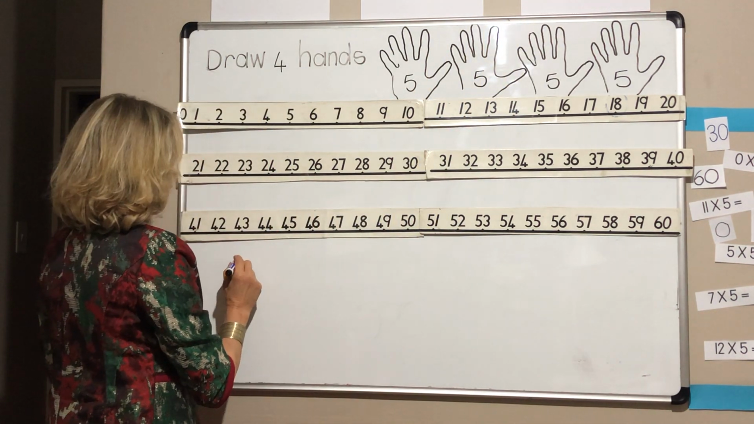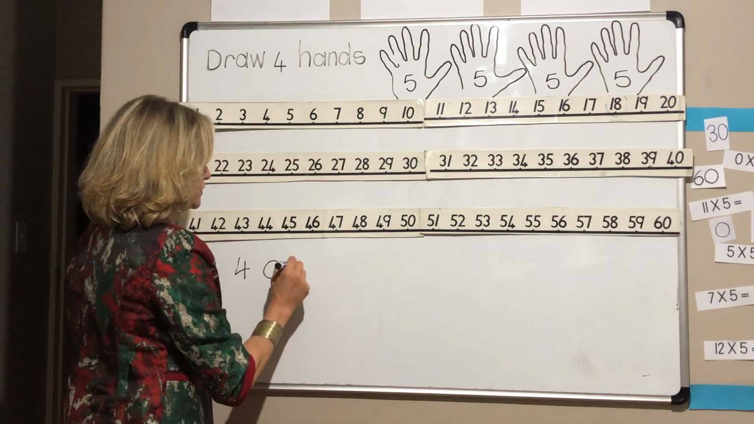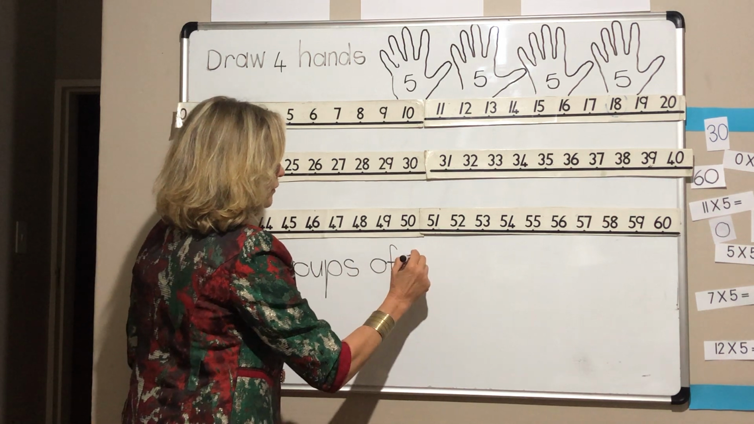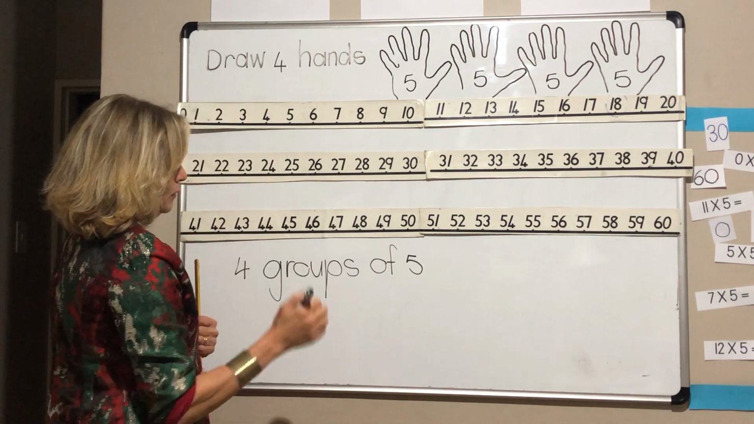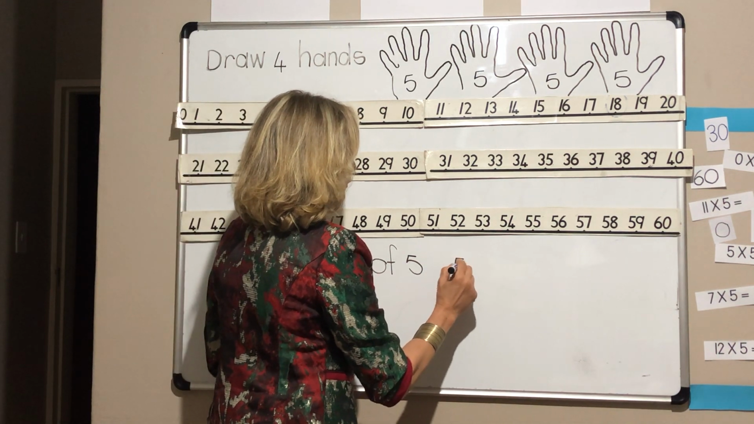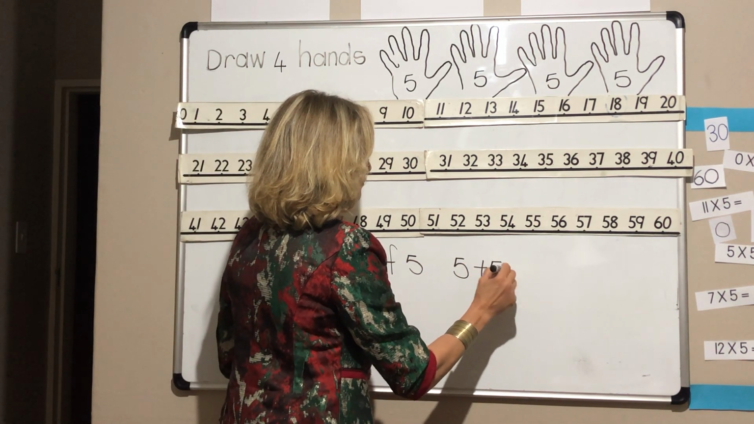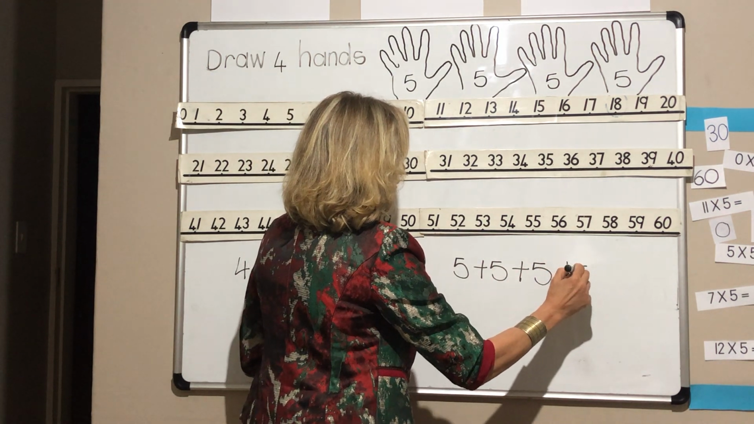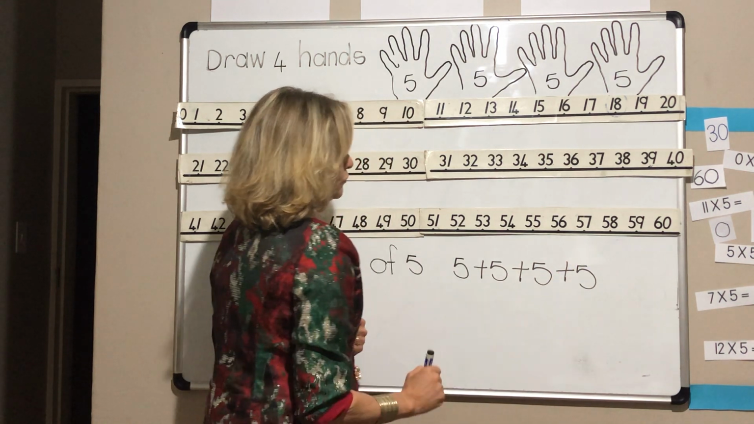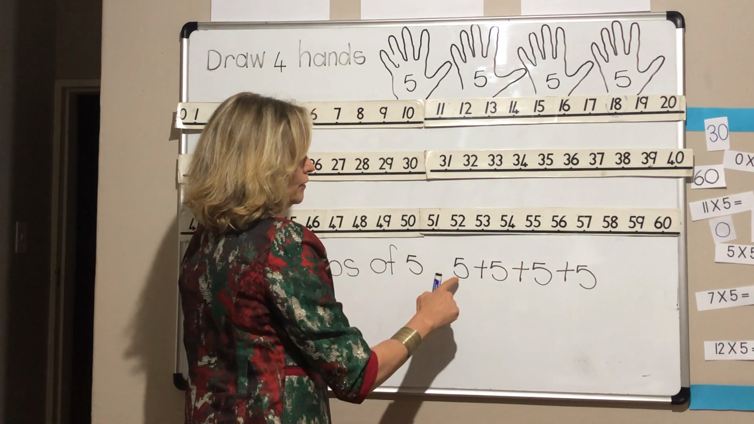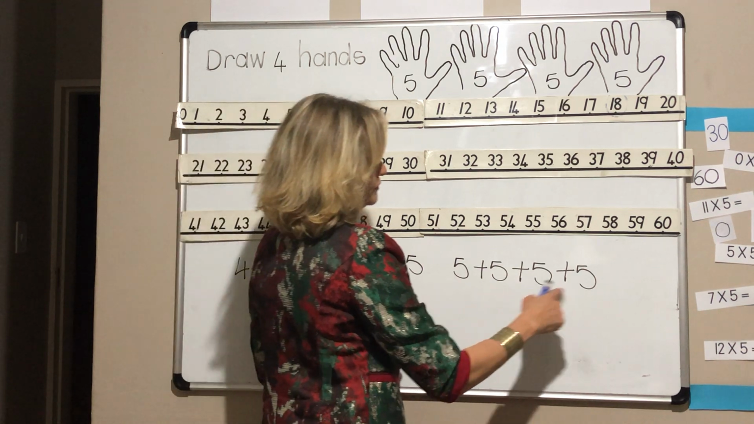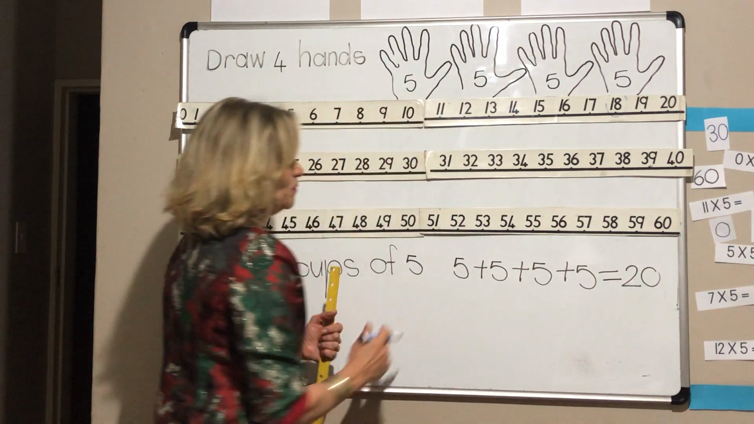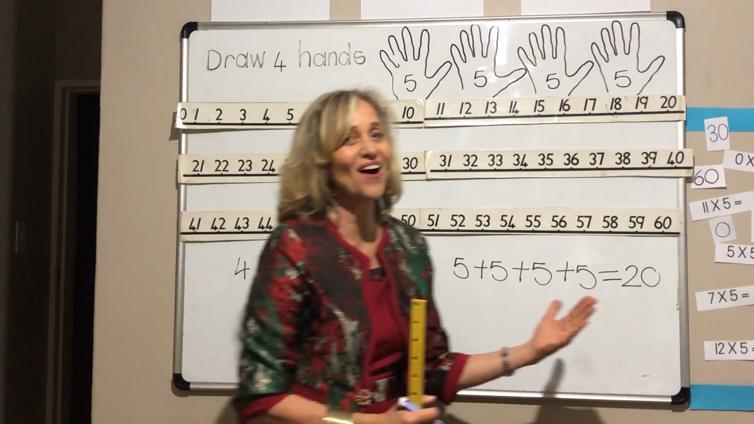So, instead of saying 4 groups of 5, we are saying 5 plus 5 plus 5 plus 5. You see, we are adding groups. We are adding groups. 5, 10, 15, 20. The answer is 20. But remember what I said, we can carry on and on and on.